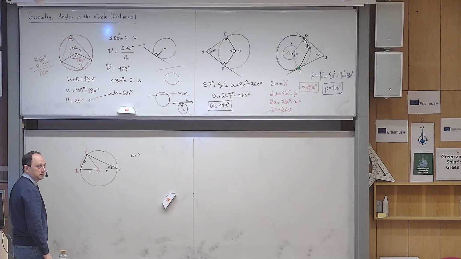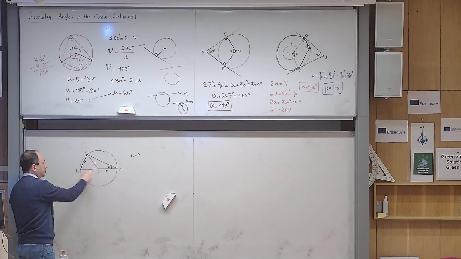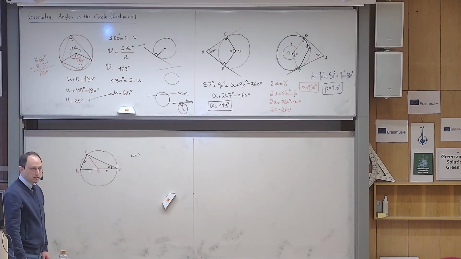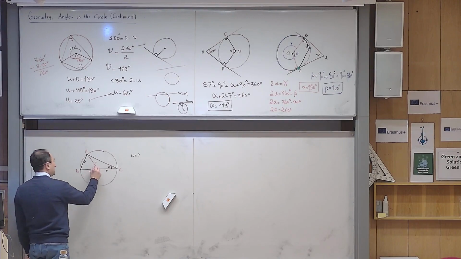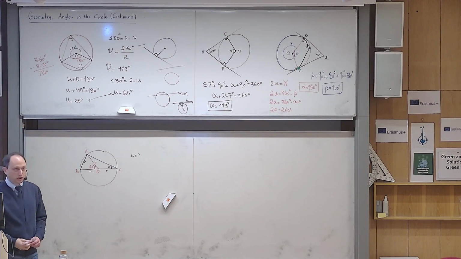Okay, then we know that the triangle is equilateral. So it means that all of them are the same, so all angles are also 60. All of them are 60, but we don't care about all of them. We care about this one. This is also 60 degrees. But then why is U 30, as Hasbulat mentioned?